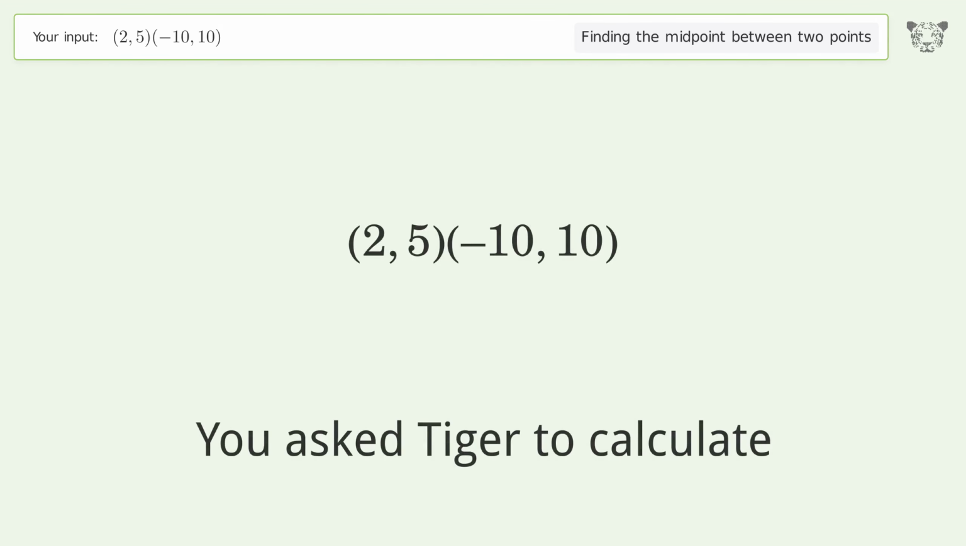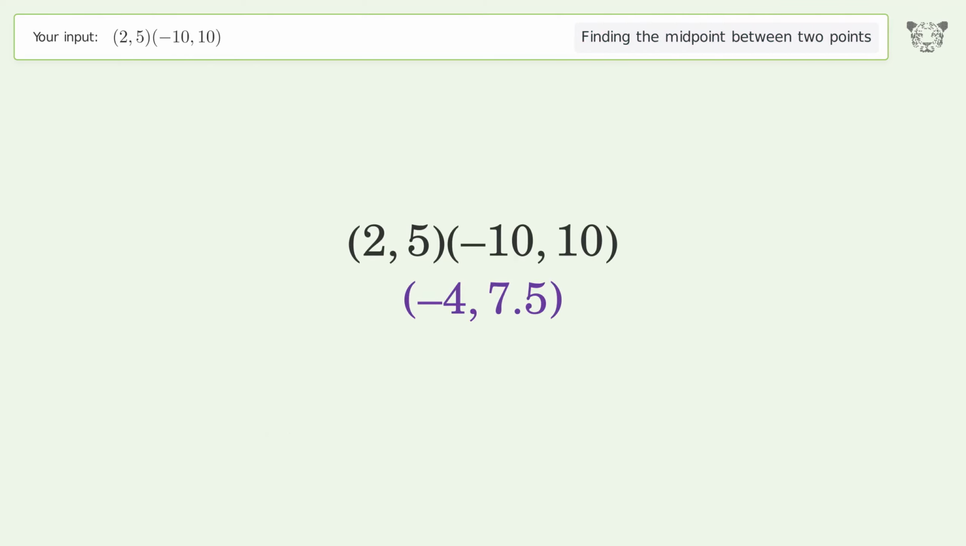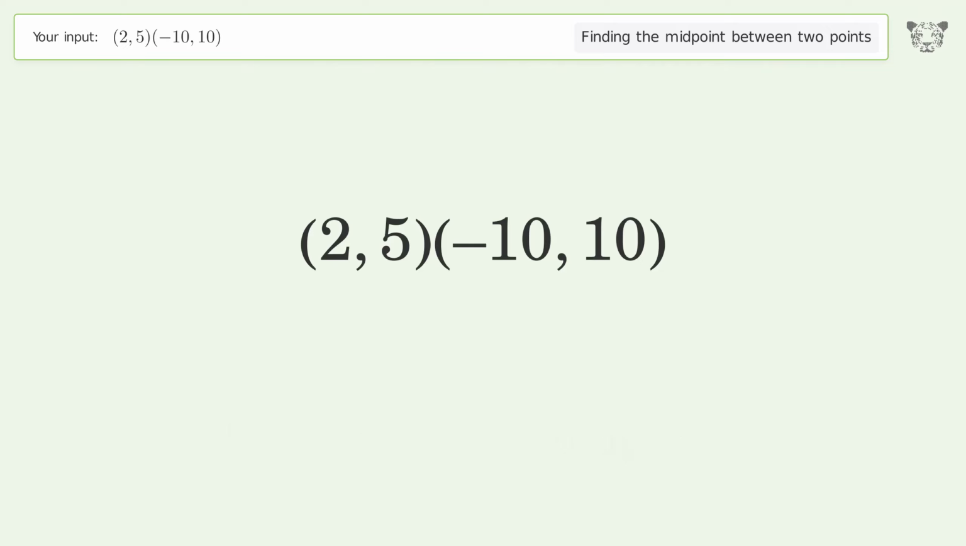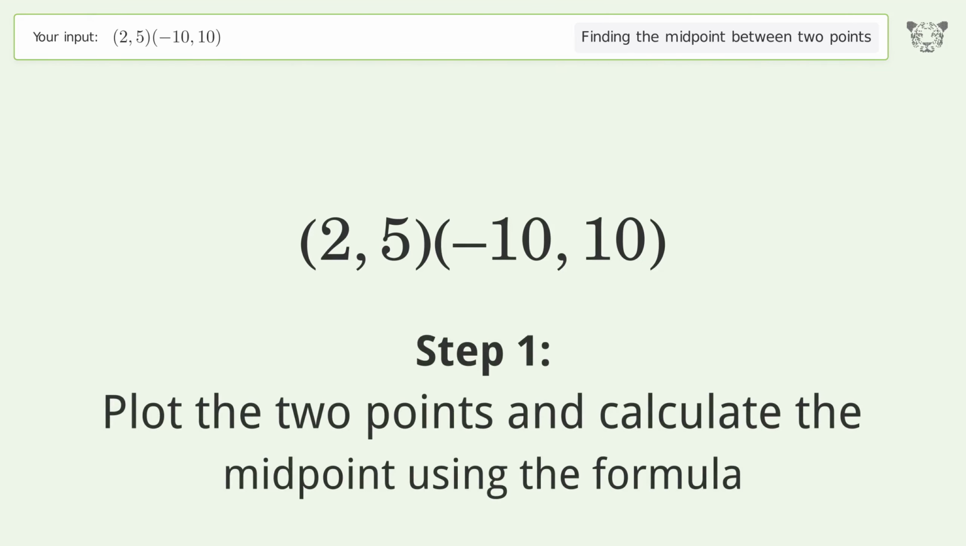You ask Tiger to calculate. This deals with finding the midpoint between 2 points. The midpoint between the 2 points is -4, 7.5. Let's solve it step by step. Plot the 2 points and calculate the midpoint using the formula.